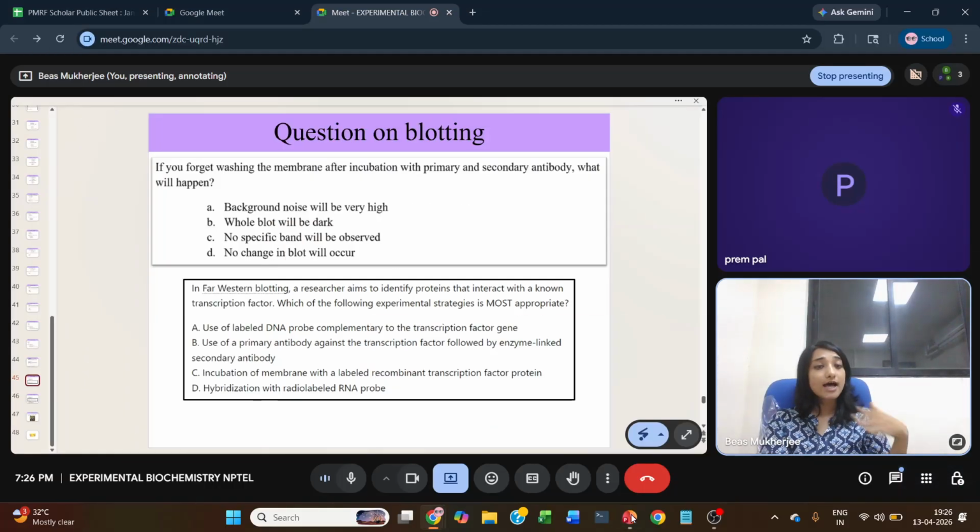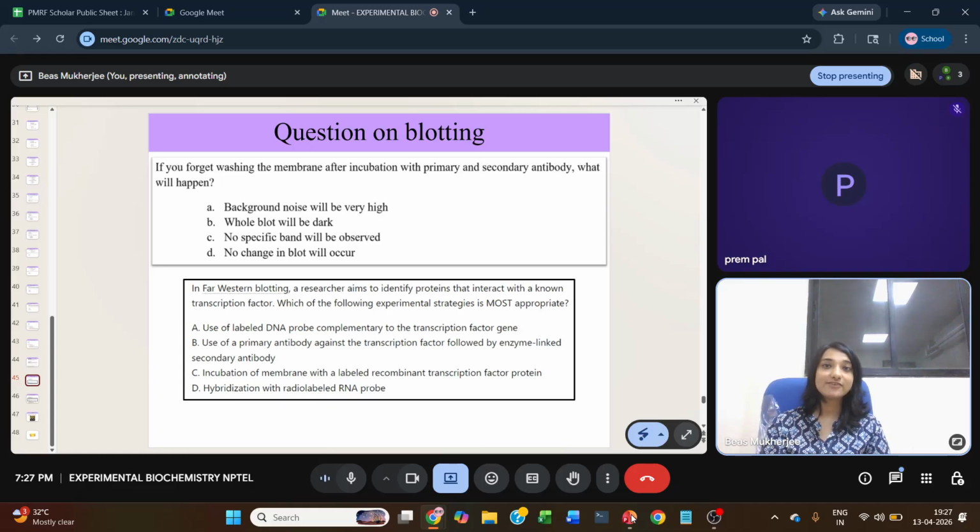Now this is our last question. Last two questions for this full course. Try answering: if you forget washing the membrane after incubation with primary and secondary antibody, what will happen? Background noise will be very high, the whole blot will be dark, no specific band will be observed, no change in the blot will occur.